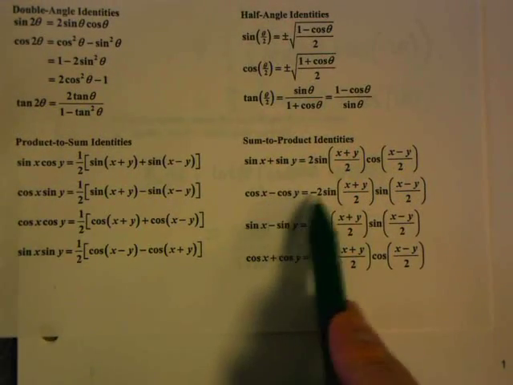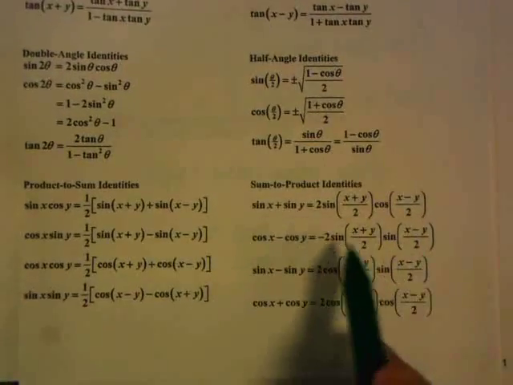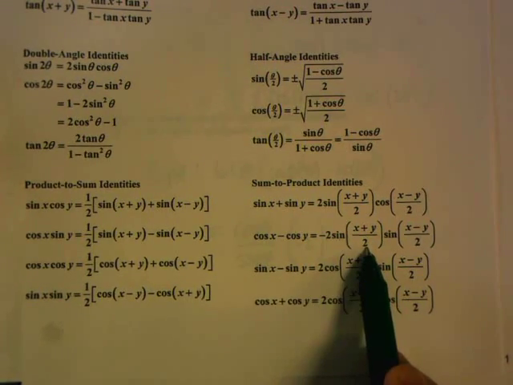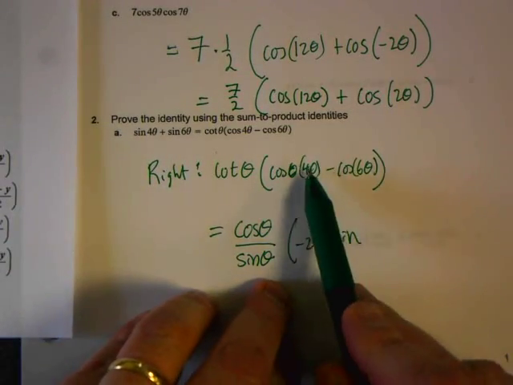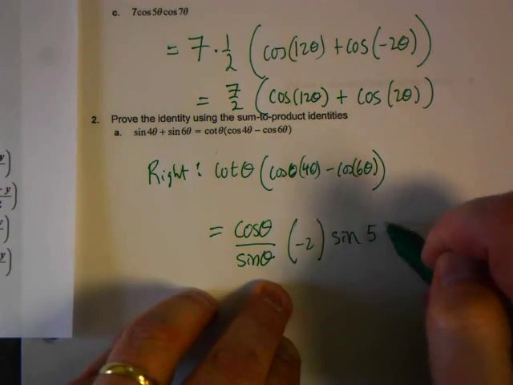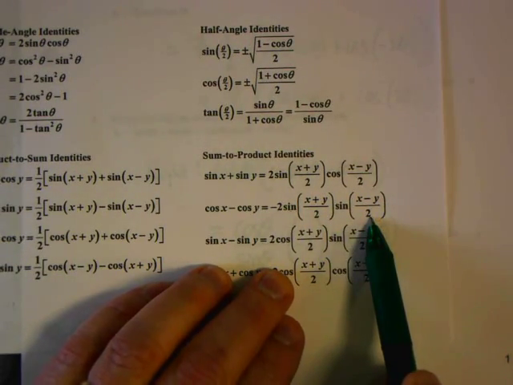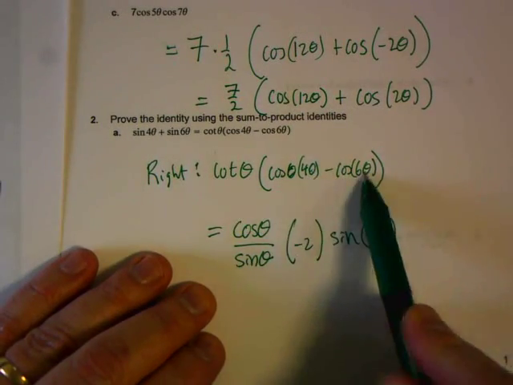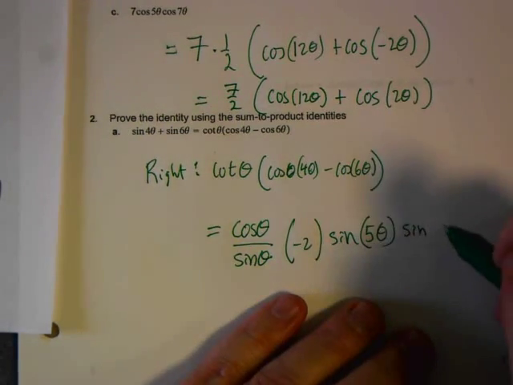All right, so according to this formula, I need a -2. And then I need a sine of add them together and divide by 2. So that's going to be sine of add them together. 4 theta and 6 theta makes 10 theta divided by 2. 5 theta. And then this one says subtract them and divide by 2. 4 theta minus 6 theta. And -2 theta. And then we have to divide by 2. Negative theta.